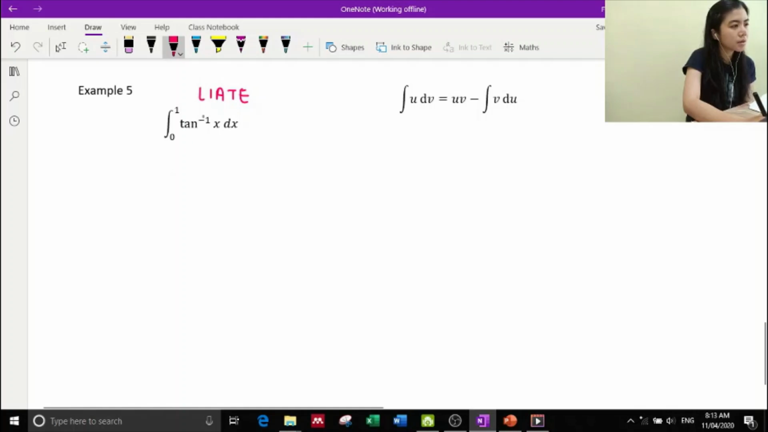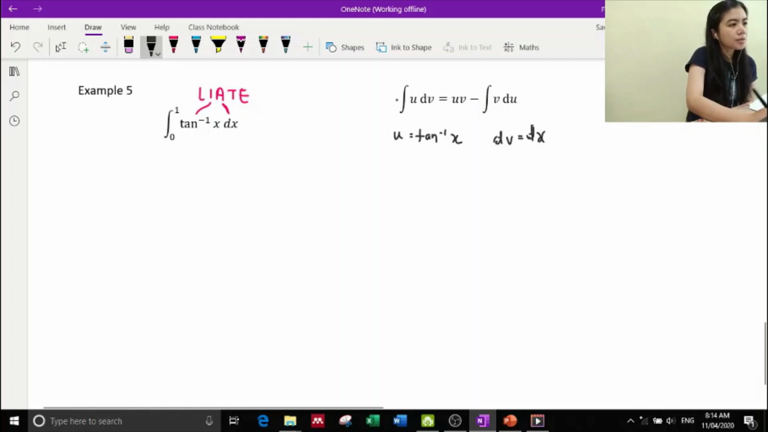Okay, let's look at here. You have the tangent inverse, and you have the dx. So dx goes to your dv, right? We have the tangent inverse, that is your I first, so we have u as the tangent inverse, and then we have dv, that is the dx here.